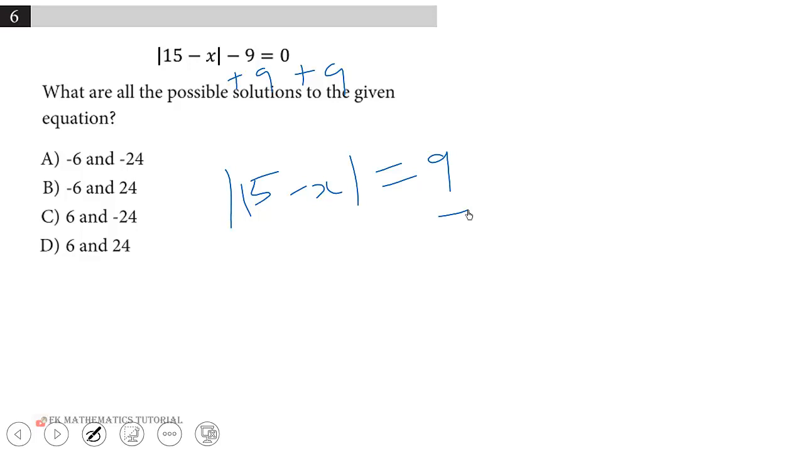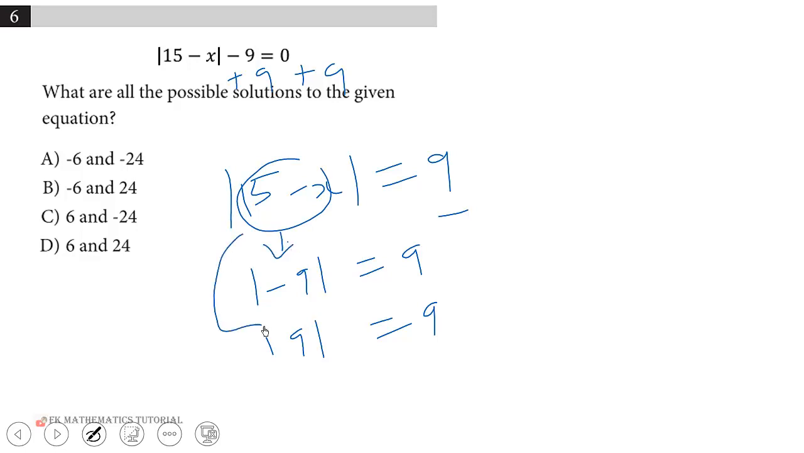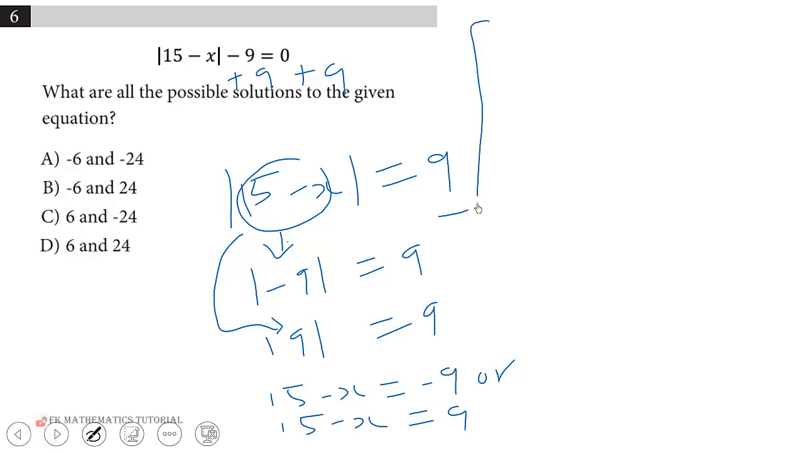Okay, so there are two numbers that when you take the absolute value, negative 9, you get 9. And if you take the absolute value of 9, you still get 9. So it means that this expression here should either be equal to this or equal to this. So we have 15 minus x is either equal to negative 9 or 15 minus x is equal to positive 9.